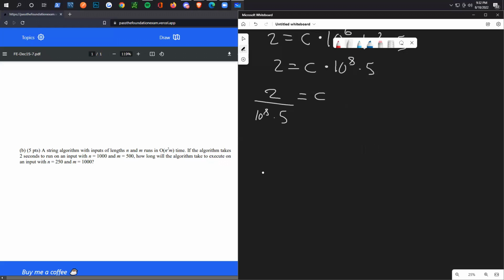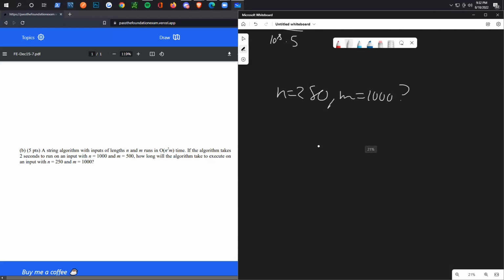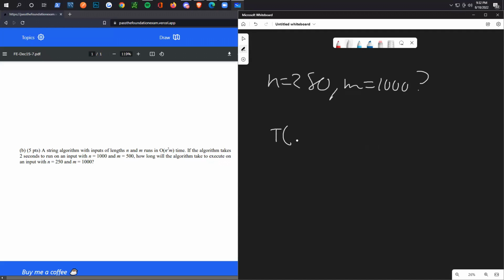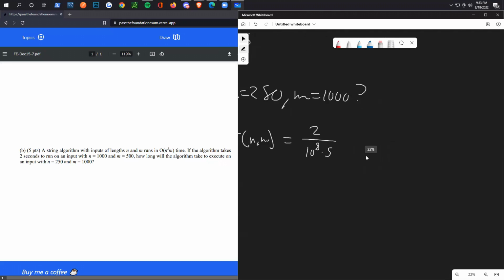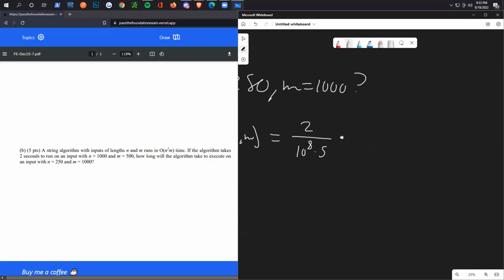So now we're going to try to find the time for n equals 250, m equals 1,000. Let's see how long that takes. Now we know our constant. So then we're going to have, what was it? It was 2 over 10 to the 8 times 5. Now we multiply that by 250 squared times 1000.